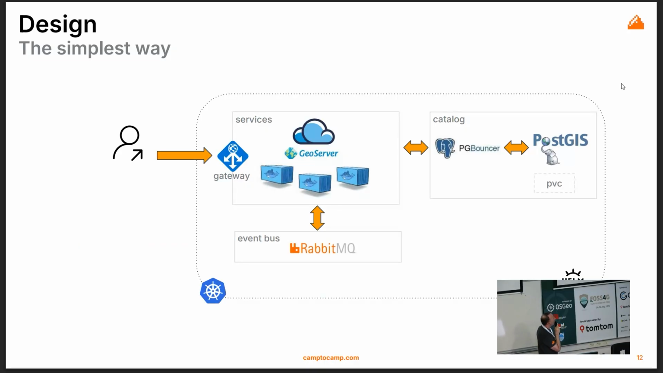So what will we have in our cluster after deployment? There will be a RabbitMQ deployment, RabbitMQ to handle the event bus messages between the different microservices. We will have a catalog based on Postgres and PostGIS with a pgbouncer instance in front of it. And we will have the GeoserverCloud microservices, on which we will distribute incoming requests using a gateway of Kubernetes. In this case, you don't have a service discovery when you deploy on Kubernetes, because it's already managed by the cluster.